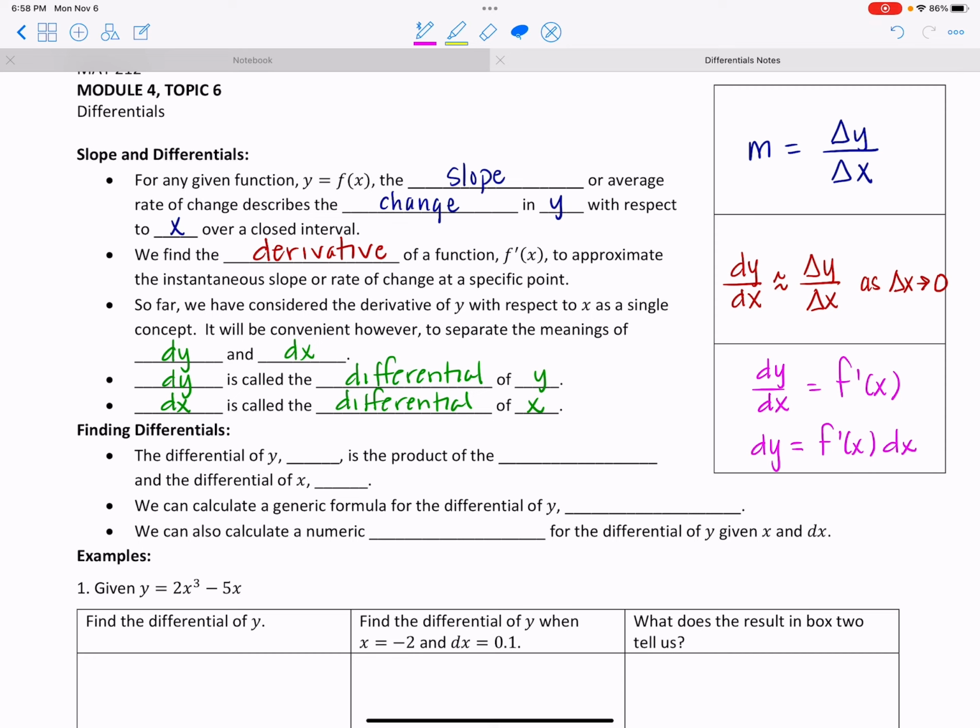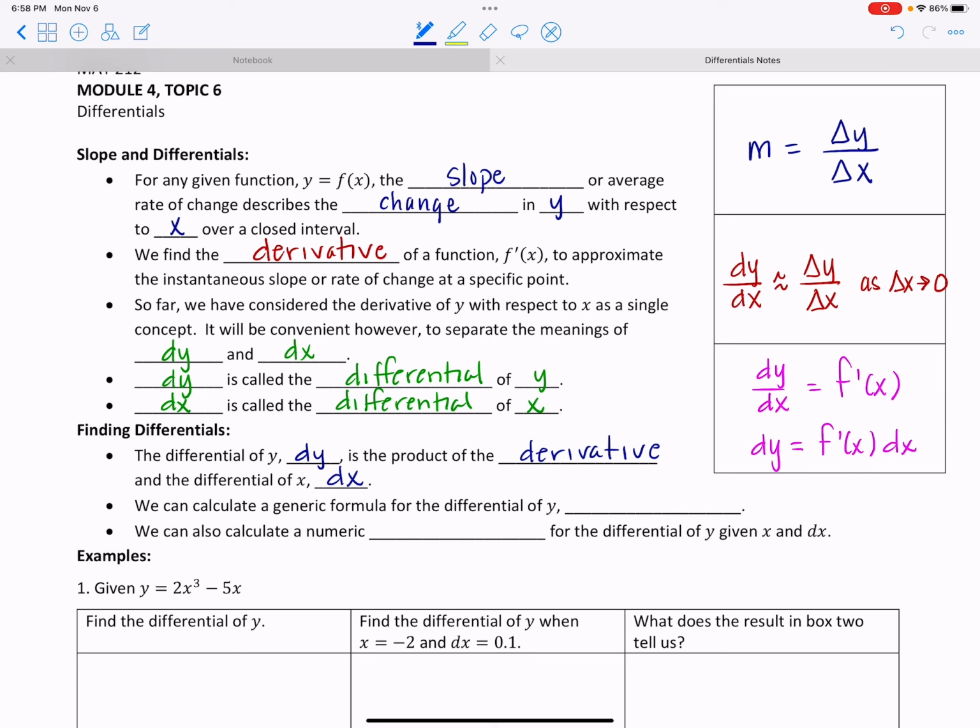Okay, so the differential of y, again we're calling that dy, is always going to be the product of the derivative and the differential of x. So it's going to be the derivative multiplied by the differential of x. Again, we're calling that dx. And we can do two things. Just like when we're finding derivatives in general, we can find a generic equation, a formula for our derivative, for our slope at a point, and then we can actually evaluate it at a specific point. It's a similar concept here. We can calculate a generic formula for the differential of y.